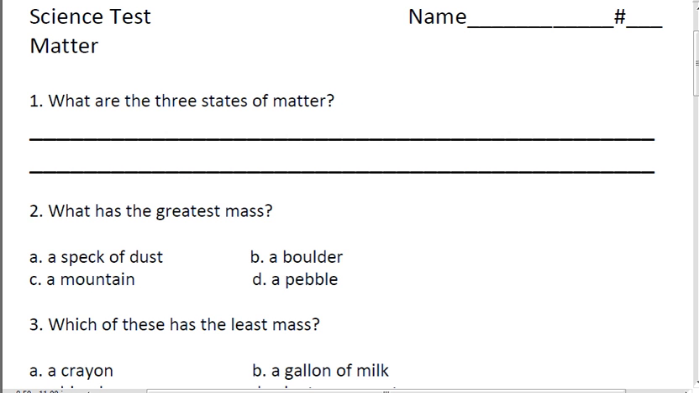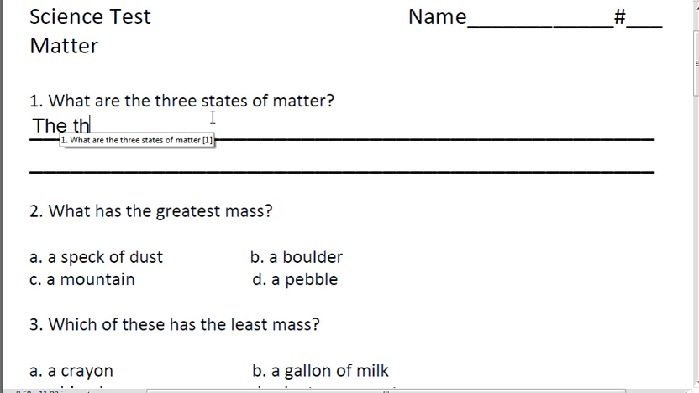All right, this is your science test for chapter 3. Okay, it says matter. He's dealt with the 3 states of matter. Number 1 says, what are the 3 states of matter? What are they? Good. So if I want to write in a complete sentence, just use part of the question.